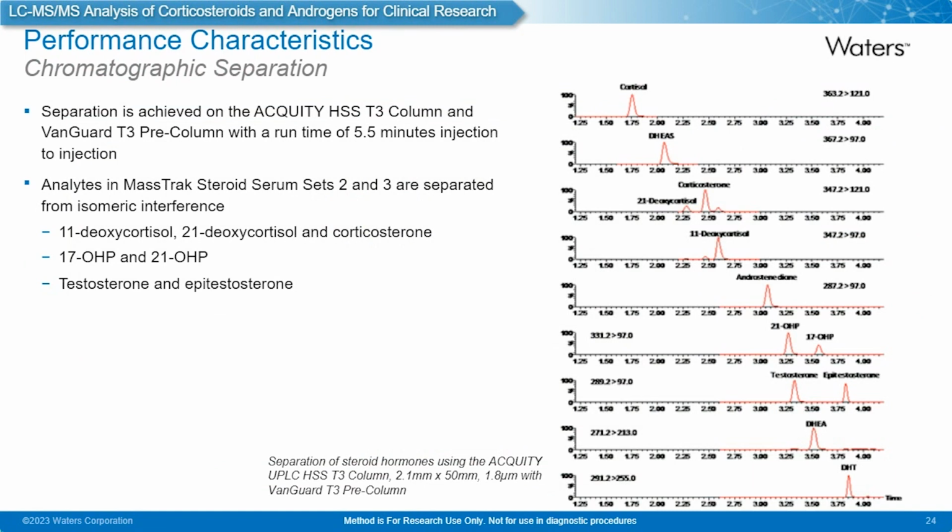Here we have some chromatographic separation. I don't think the picture there is at full resolution, but you can make out the separation between some of those critical steroid isomers that were previously discussed on the HSS T3 column. So we have the 11- and 21-deoxycortisol and corticosterone towards the top of the chromatogram, the 17-OHP and 21-OHP towards the bottom of the chromatogram, and also testosterone and epitestosterone.